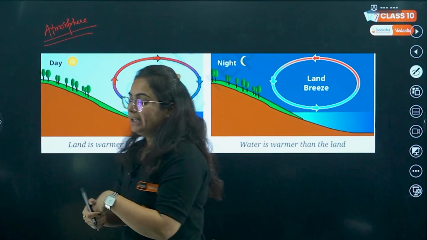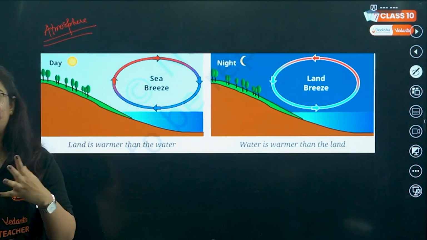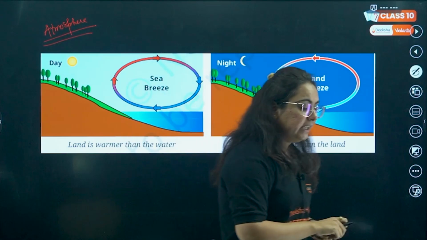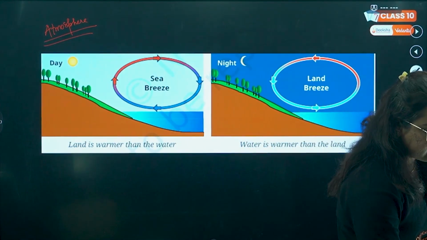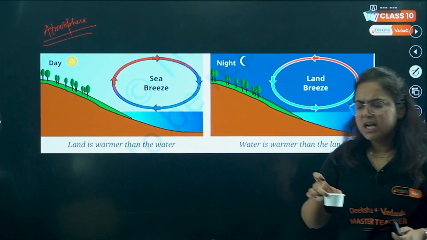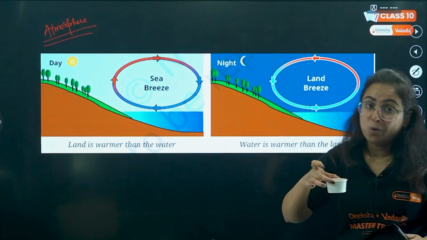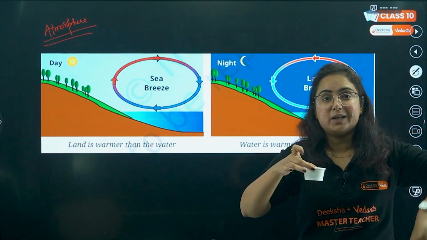So now let me tell you, beta, the heating capacity. You are a science student, you are well aware of that. The heating capacity of land as well as the sea is not the same, right? Try to think which feature of land gets heated more and remains heated for more.